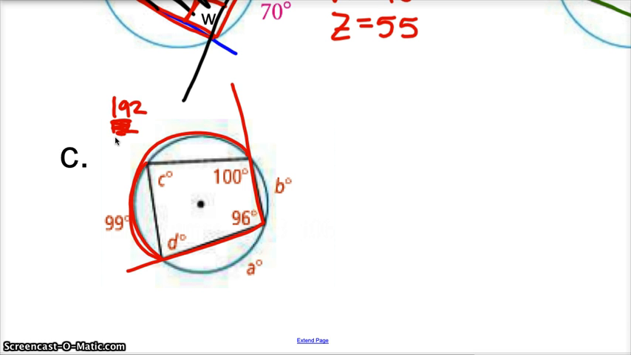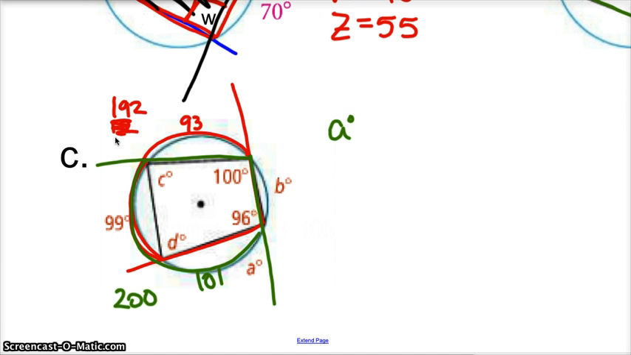Notice that part of it is already labeled 99, so I know then that this little piece must be 93. What else can we extend? Let's try extending the 100. When I extend the 100, the intercepted arc is what I'm labeling in green. Well, that entire arc must be 200, but part of it's already labeled 99. So this measurement here must be 101, which happens to be our first letter that we need.